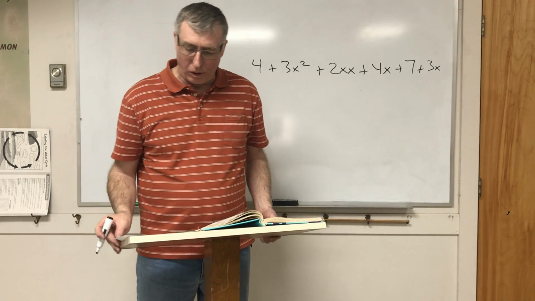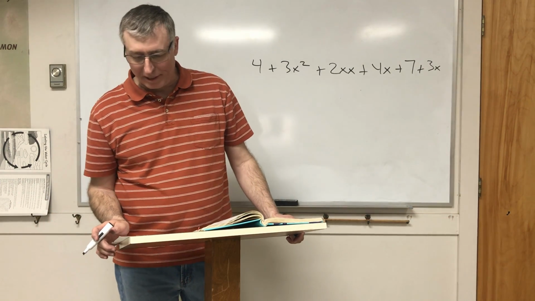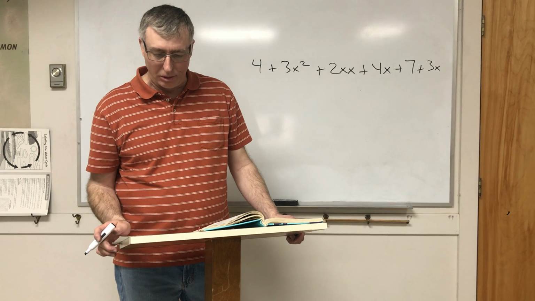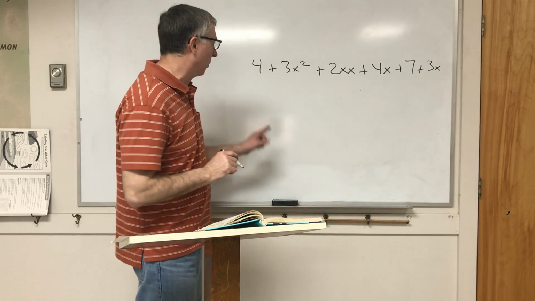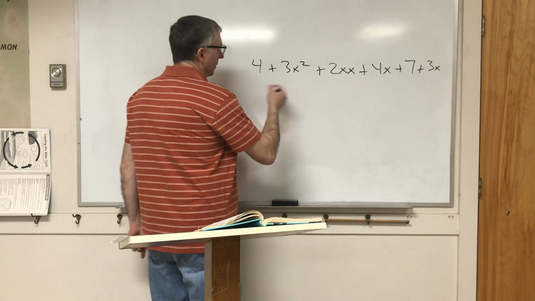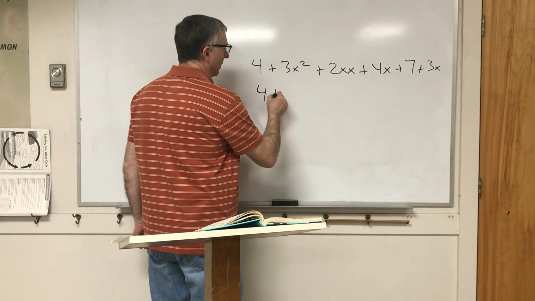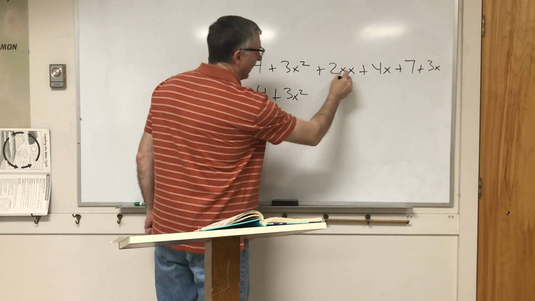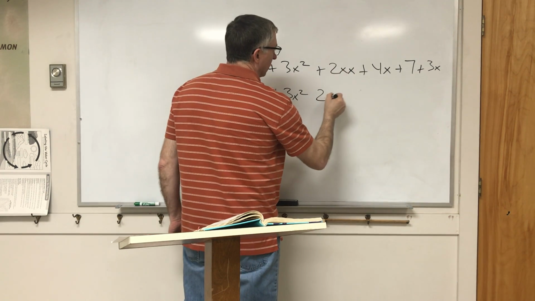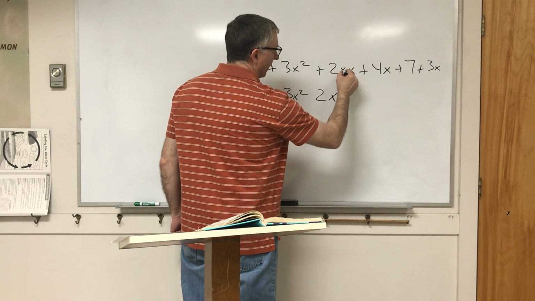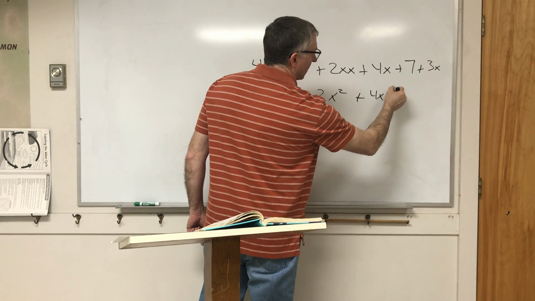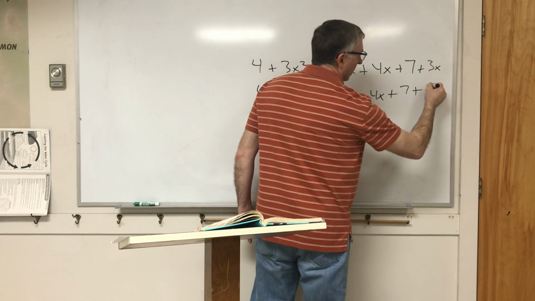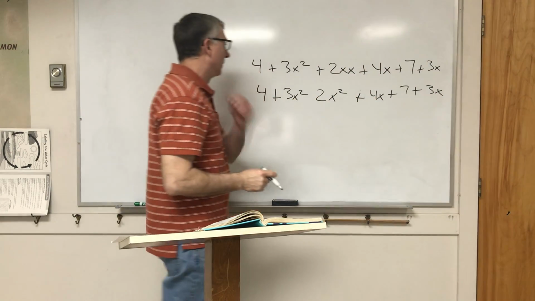So, when you are given a bunch of terms separated by plus signs and asked to simplify them, then do the following. Arrange the variables within each term in alphabetical order. So that's what we're going to do. So I'm just going to take this step by step. So 3x squared, and here this would be 2x squared, because x times x is x squared, plus 4x plus 7 plus 3x. Okay?